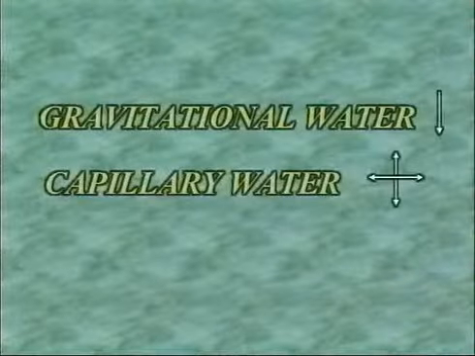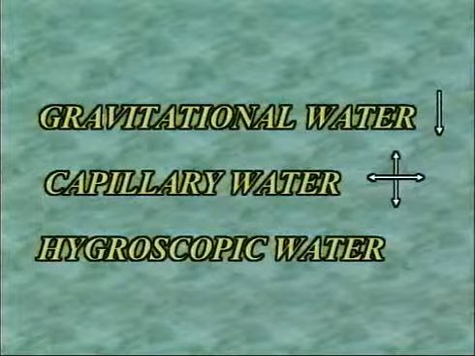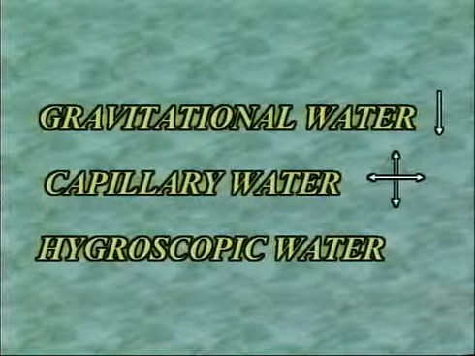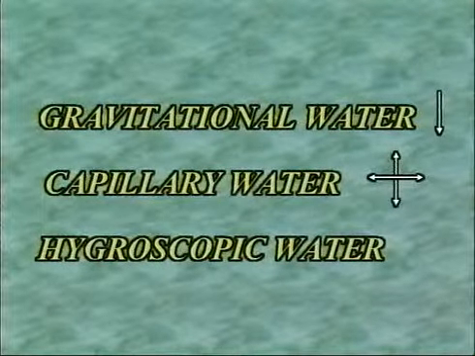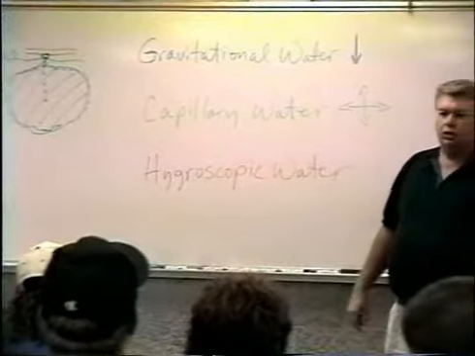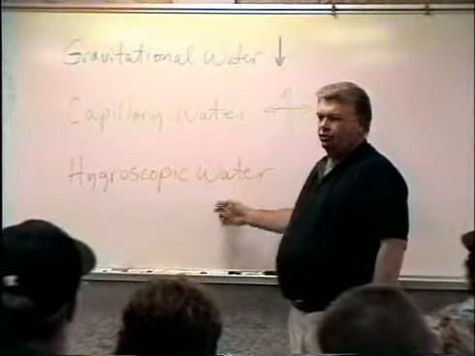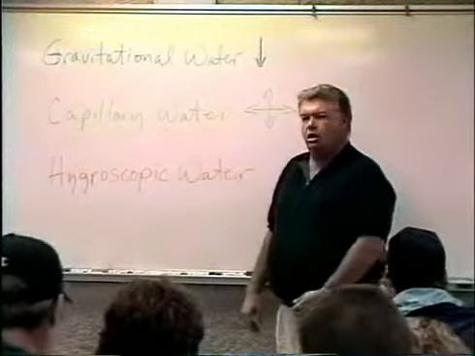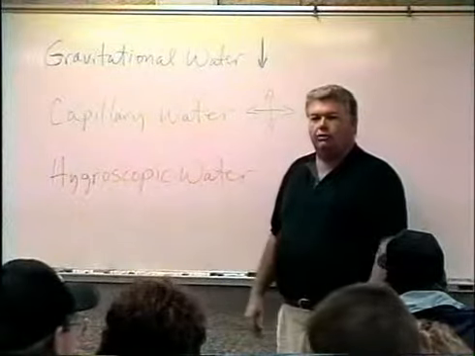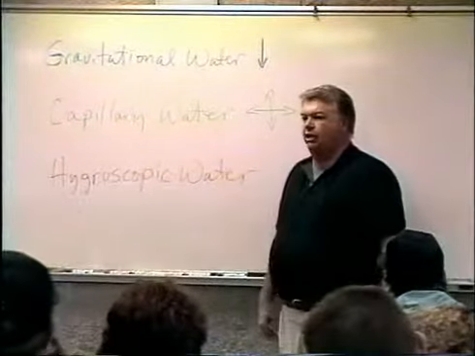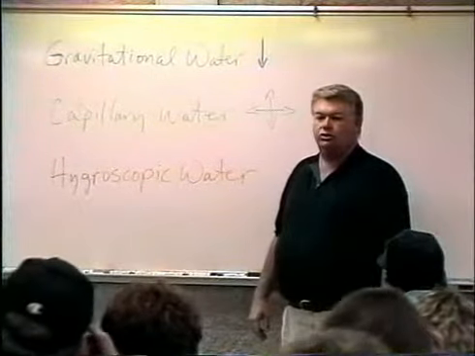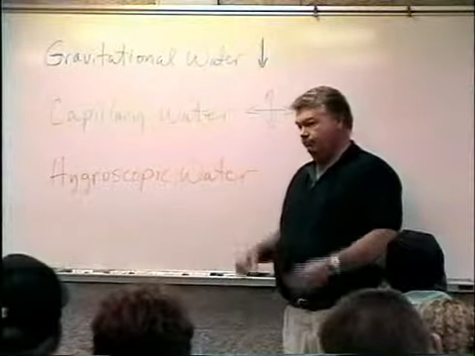Now we got one other kind of water. It's called hygroscopic water. Now this is water that the plants cannot pull from the soil. The soil has such an attraction to water. Certain parts of the soil have such an attraction to water, they don't want to let it go. And if we don't have plants that have really good pulling power, they might not be able to pull it away. And therefore that water never leaves the soil. The plants don't have enough ability to pull it away from the soil.